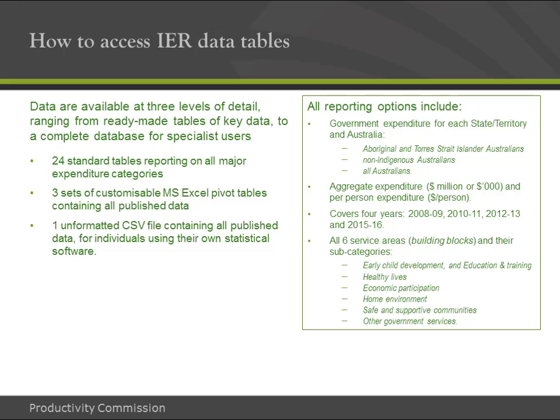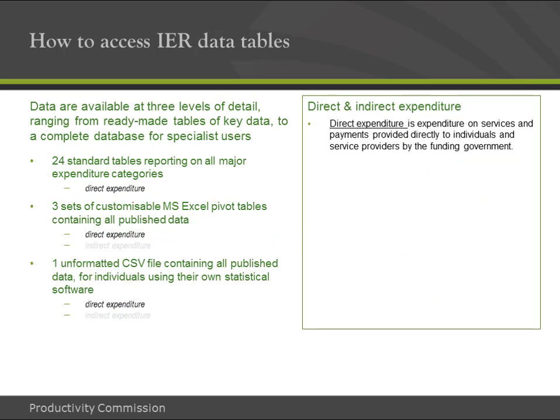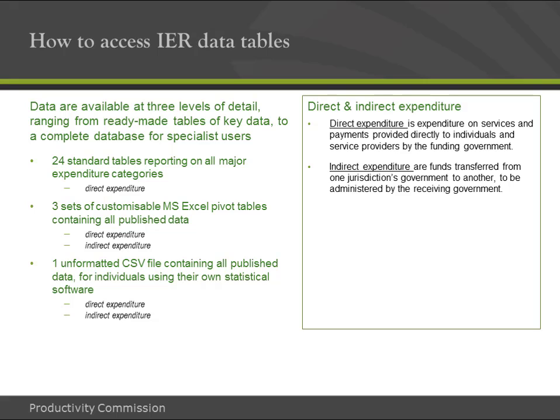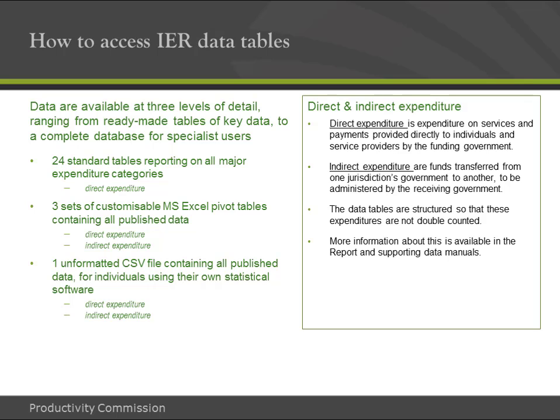Data include expenditure on Aboriginal and Torres Strait Islander and non-Indigenous Australians, expenditure for 4 years in total dollars and dollars per person, and covers 6 service areas or building blocks. These building blocks are aligned to the areas of long-term commitment by governments to support closing the gap targets. The majority of expenditure is direct expenditure, which is expenditure on services and payments provided directly to individuals and service providers. In addition, indirect expenditure are funds transferred from one jurisdiction's government to another. Tables are structured so that these indirect expenditures are not double counted.